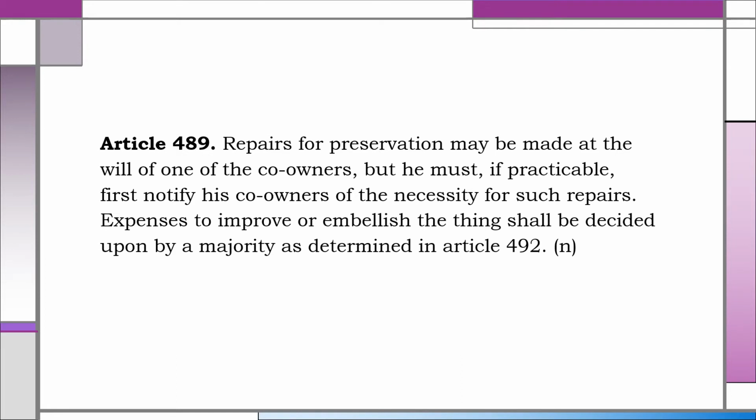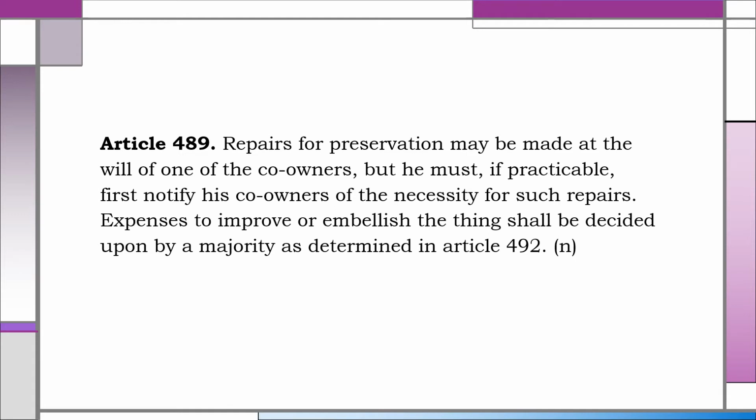Article 489. Repairs for preservation may be made at the will of one of the co-owners, but he must, if practicable, first notify his co-owners of the necessity of such repairs. Expenses to improve or embellish the thing shall be decided upon by a majority as determined in Article 492.